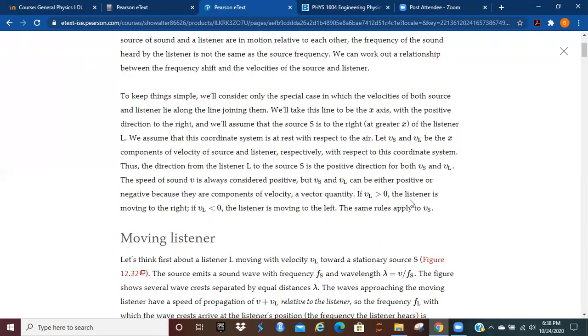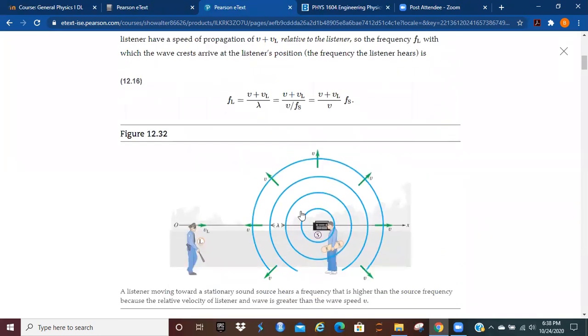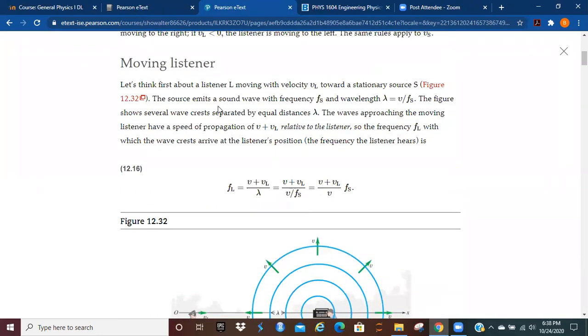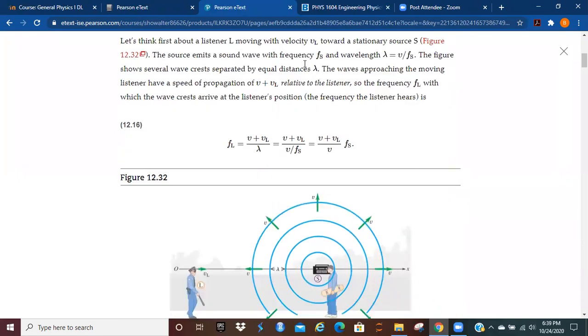If v_L is greater than 0, the listener is moving to the right. If it's less than 0, then it's moving to the left. Same thing with v_S. So let's think first about a listener moving with velocity towards a stationary source. The source emits a sound wave with frequency f_S and wavelength v divided by f_S. The figure shows several wave crests separated by equal distances of a wavelength, lambda.